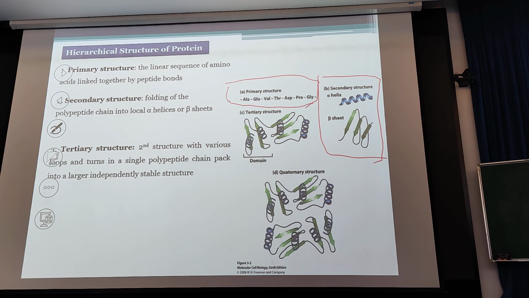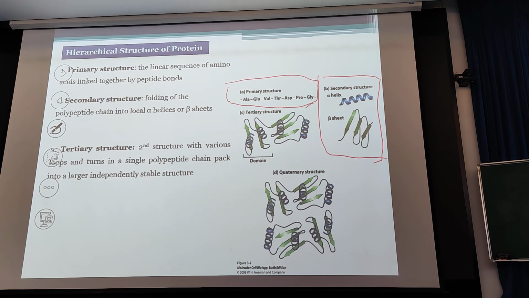And the tertiary structure. In the tertiary structure, the secondary structures fold and turn a single polypeptide chain, packed into a larger, more stable structure. So there are so many sections, so many parts of the protein with alpha helix or beta sheets packed together. We have the tertiary structure.